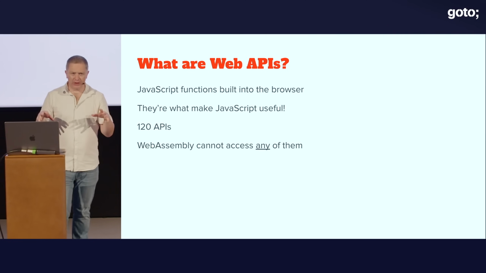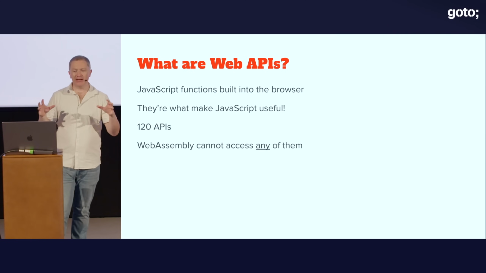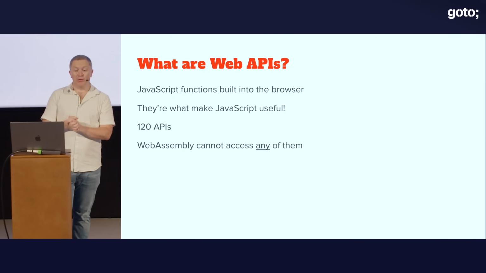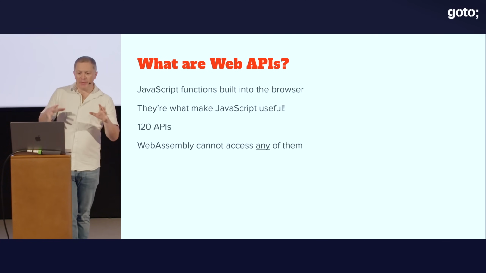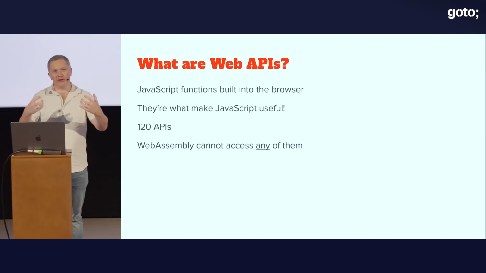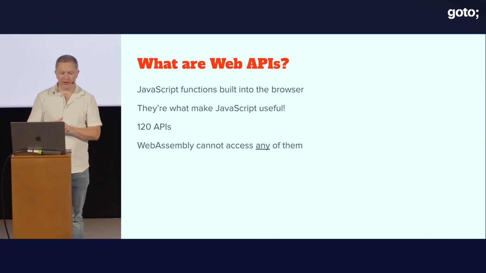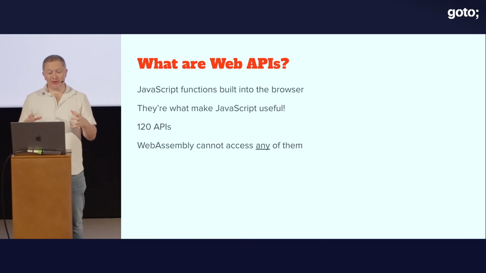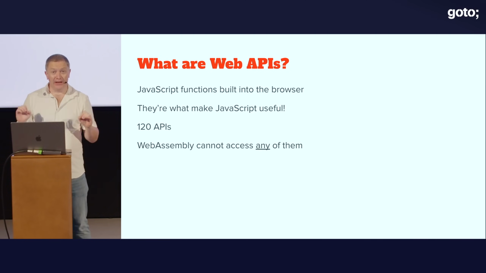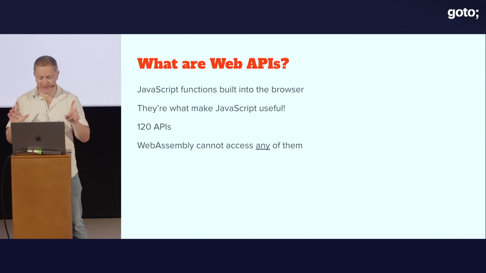To get a better picture of what this restricts you from doing, it's good to remind ourselves what web APIs are. Web APIs are the JavaScript functions that are built into the browser. They're part of the browser, not really part of the JavaScript language as such, but they're actually what make JavaScript useful in the first place. There are about 120 of these APIs, and WebAssembly can't access any of them, and that's important.